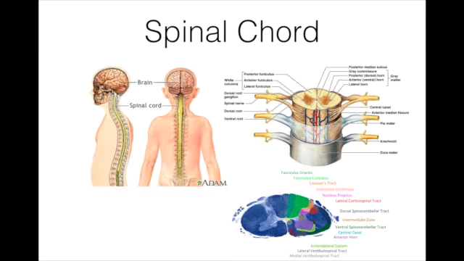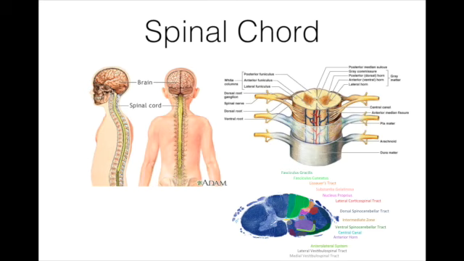So you probably remember from the lectures that you've had so far that there's a difference between the brain and the spinal cord. In the brain, the grey matter is on the outside and the white matter is on the inside. In contrast, in the spinal cord, the grey matter is on the inside and the white matter is on the outside. The grey matter in both contains cell bodies. The white matter in both contains just axons.